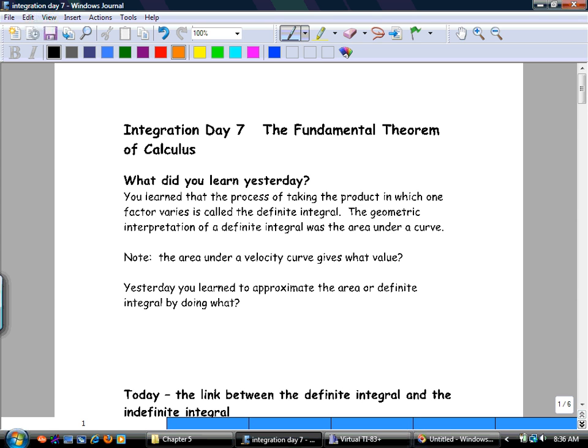Yesterday we learned the process of taking a product in which one factor varies is called the definite integral. The geometric interpretation was the area under the curve. Note, area under a velocity curve gives what value? It gives distance. Yesterday you learned to approximate the area or definite integral by doing what? What did we do yesterday? Riemann sums.